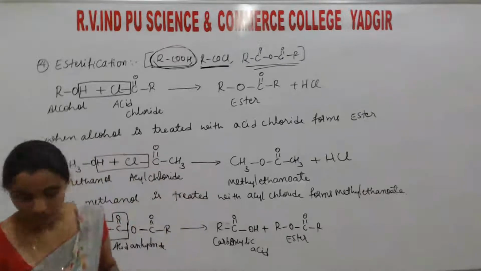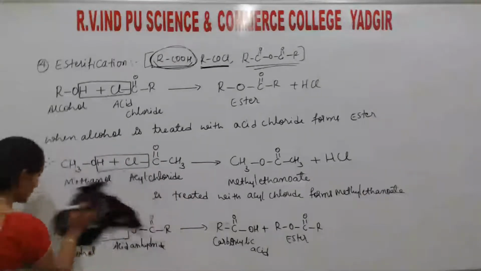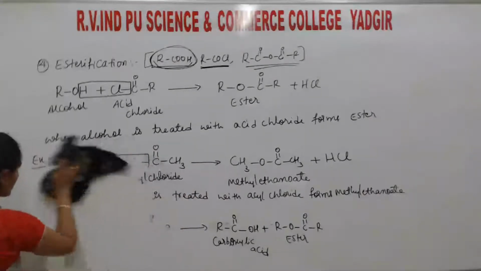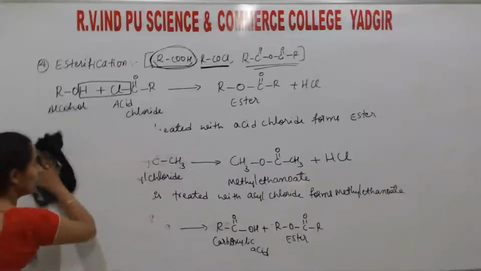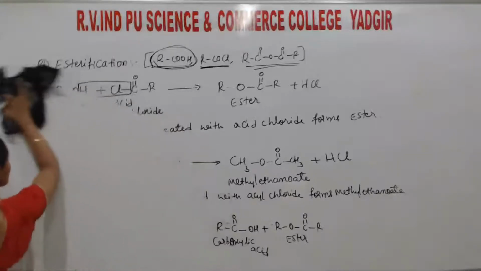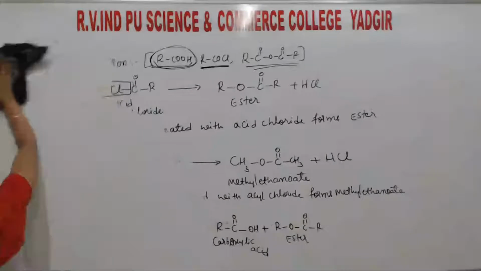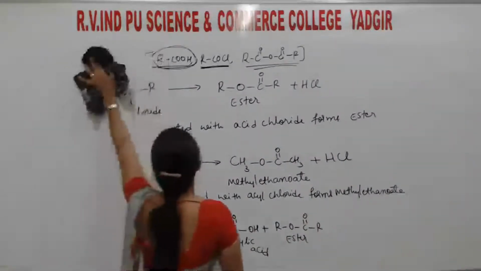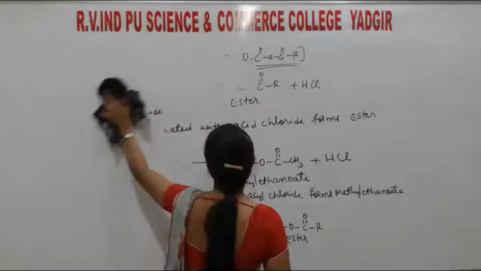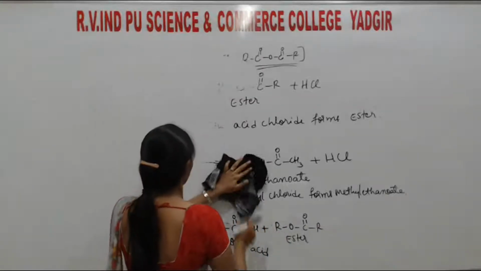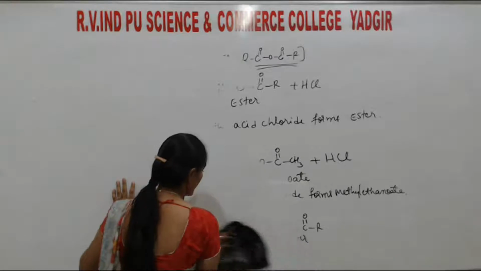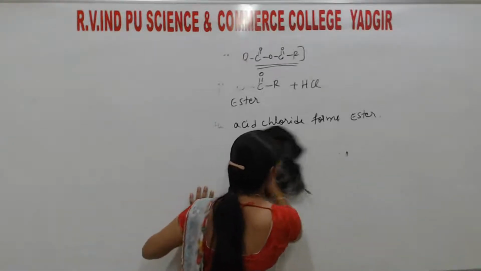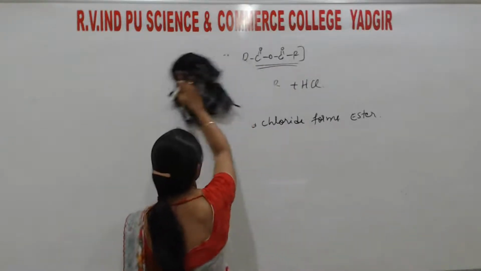So this is good. In the lab, students, this is used to identify the functional groups, the carboxylic group as well as the alcoholic group. This is one of the best reactions to identify functional groups. One is alcohol, another one is carboxylic acid. Next.